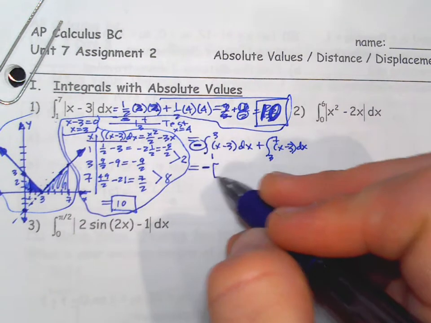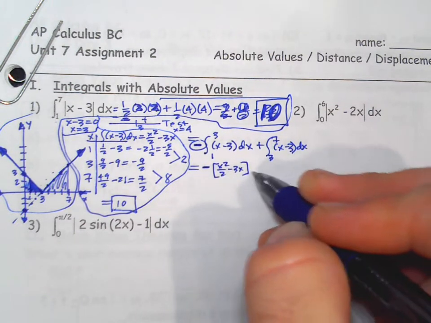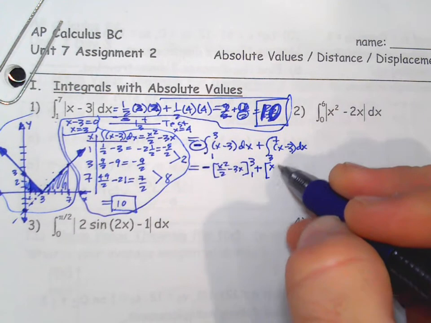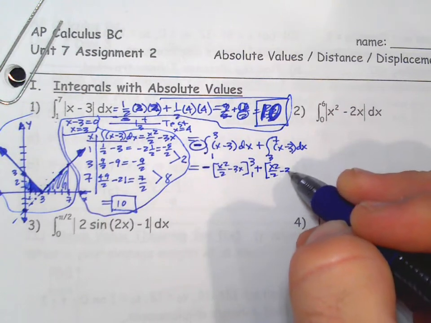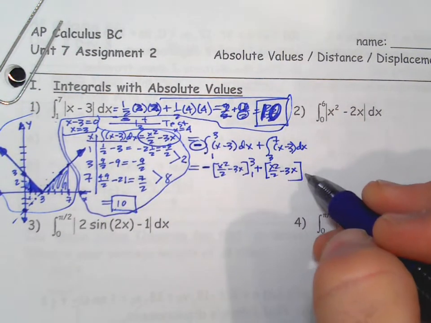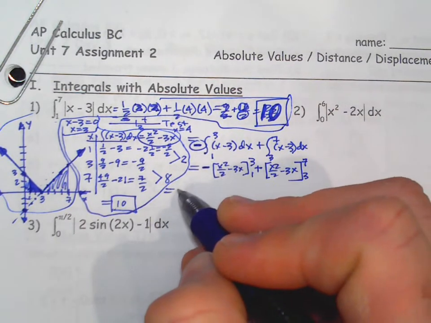So the antiderivative here would be x squared over 2 minus 3x. So one of the things that you do repetitively is you do this antiderivative twice. So in the table, we did it once. So that's one benefit of the table. Then we plug in 3.